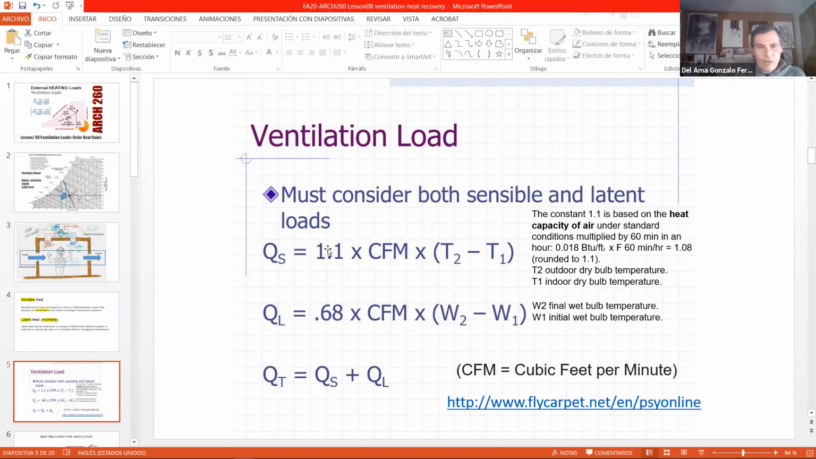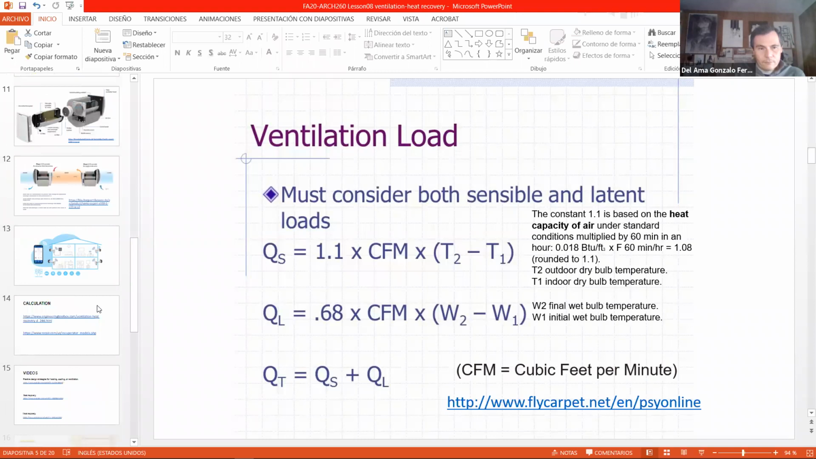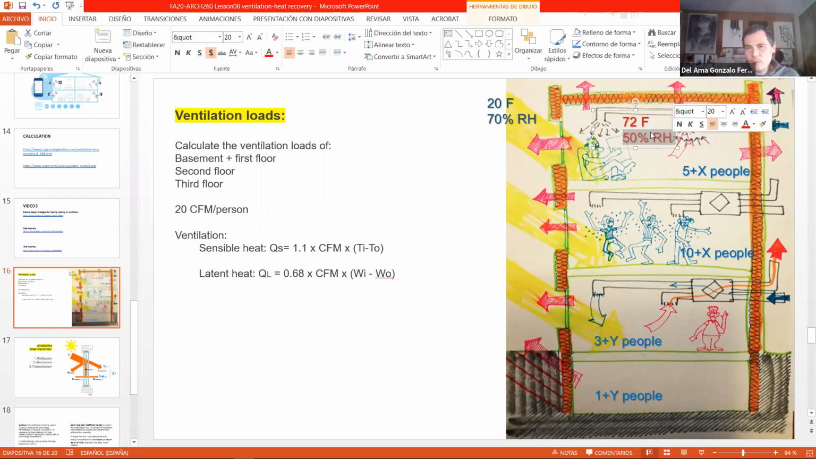So that's it. Do you have to memorize those formulas? No, you don't. But you need to use these formulas to calculate ventilation loads. And this is what we are going to do here now. Okay, we are calculating, this is our building, the building we are working with. We have, let's say, 72 Fahrenheit and 50% relative humidity inside, and 20 Fahrenheit and 70% relative humidity outside.